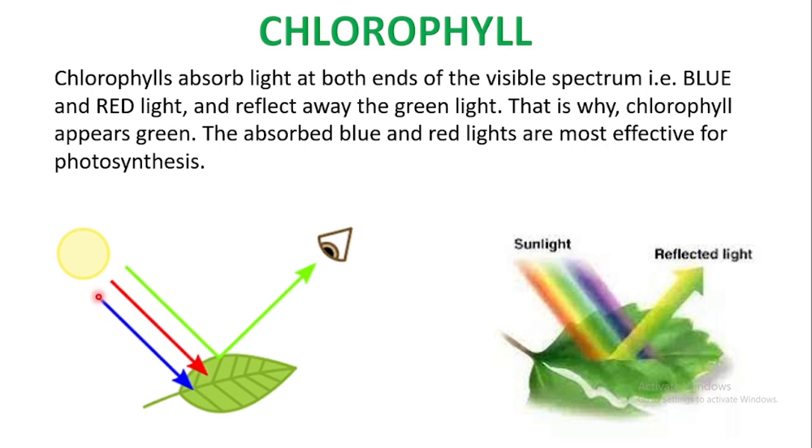Now, the chlorophyll absorbs light at both the ends of the visible spectrum, that is blue and red. It absorbs blue and red and reflects away the green light. That is why chlorophyll appears green, because it is reflecting green. It is not absorbing green. It is able to reflect green, but it is absorbing what? Blue and red. So when sunlight falls on it, only the green light band is reflected. Otherwise, both the ends, that is the blue end and the red end, are being absorbed. That is why we see different shades of green in the leaf.